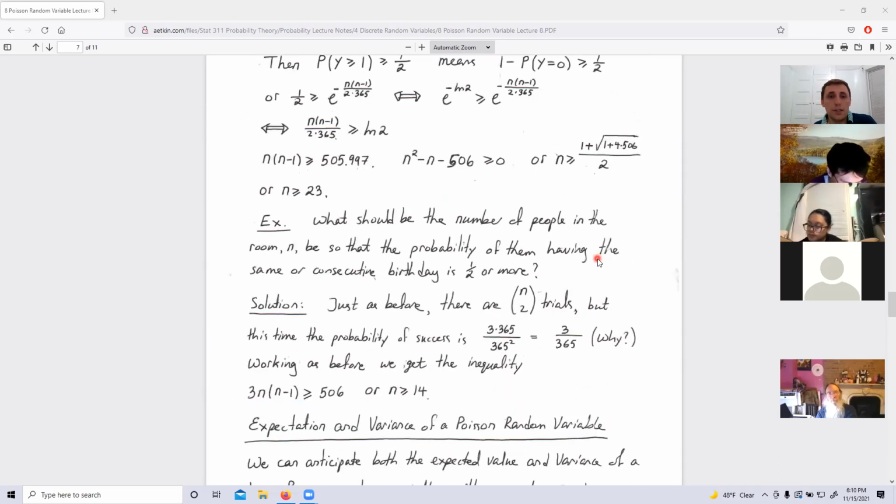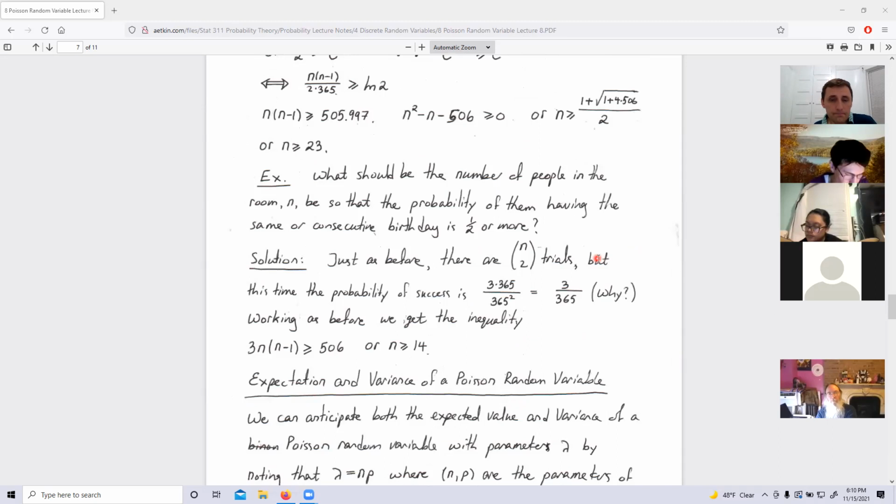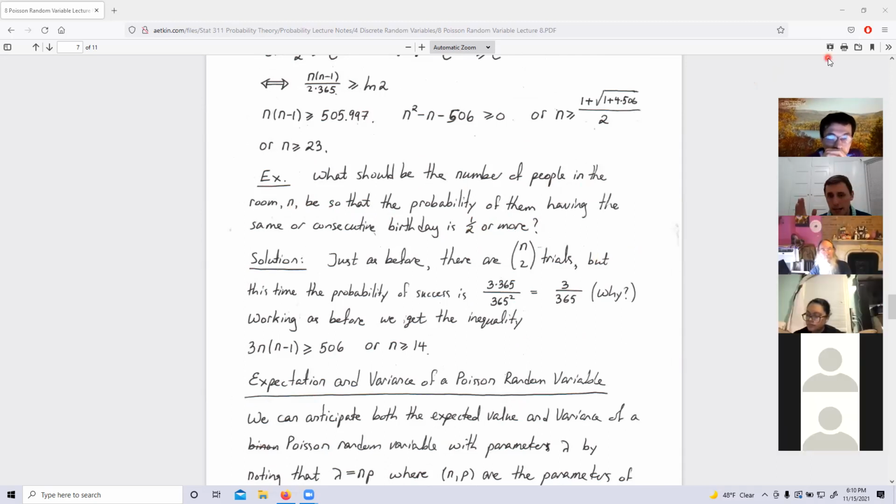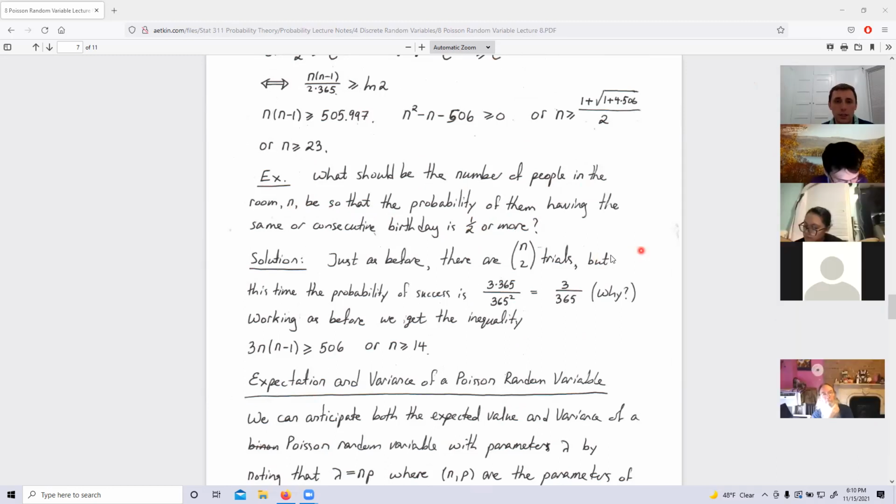Okay, so for instance, what should be the number of people in the room, n, so that the probability of having the same or consecutive birthdays is 1/2 or more? You see, it's a slightly modified question. We are saying they have to have the same birthday, or they can differ by 1 day, right? So clearly we should need fewer people for that. So how do we do that?